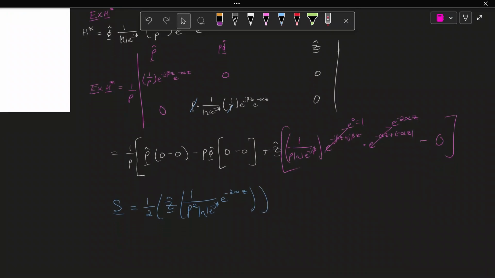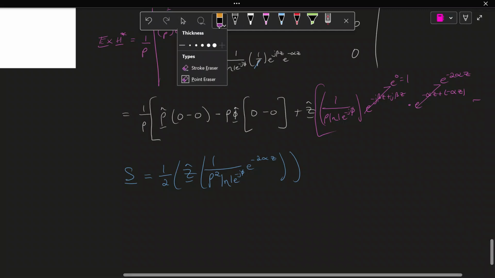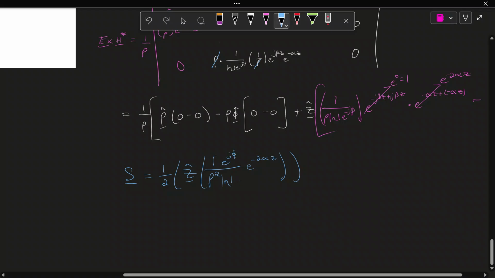Let me check my answer before I tell y'all that's right, but I believe that is 1 over 2, 1 over rho squared, e to the negative j phi in the bottom. Okay, so it looks like they put e to the j phi on the top. That works too. You can move the j, and we'll do that for reasons coming up very soon. So we'll put e to the j phi here. If you don't know how I did that, 1 over e to the negative j phi is equal to 1 over e to the j phi.